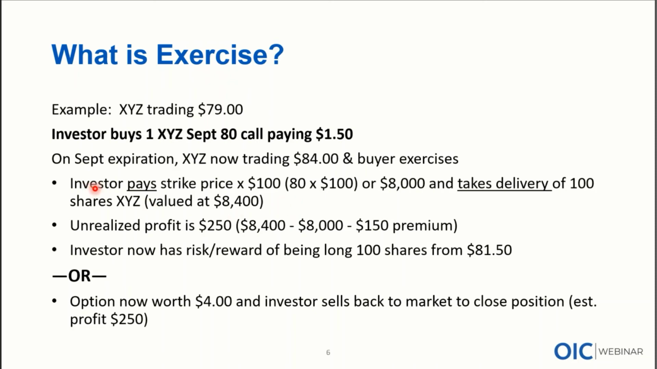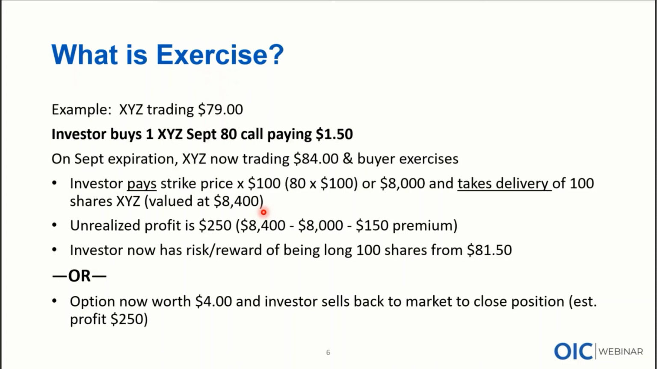Now let's get stock. So if they exercise, they pay the strike price, which is 80 times 100. That's $8,000. Now they've also paid $150 for the option. That's gone. So this is actually a total cost of $81.50, and now they own shares valued at 84.